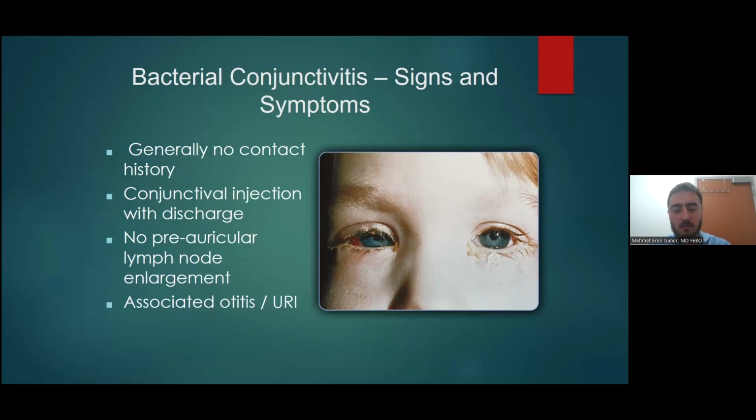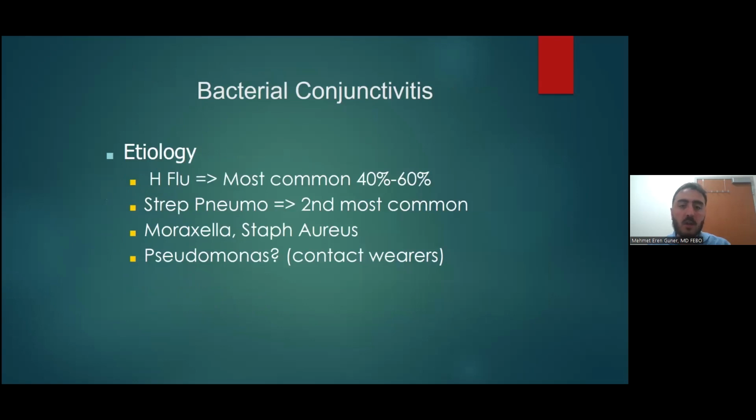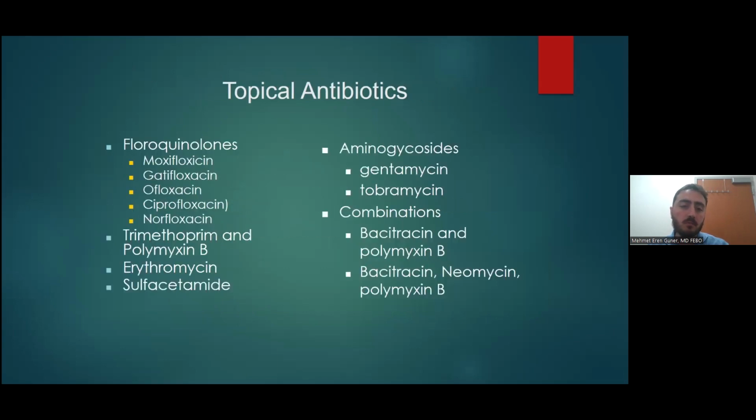You can still have some otitis, and most commonly they go together with otitis. You see a lot of patients who have an ear infection and some whitish yellowish discharge coming from the eyes. But the etiology, Haemophilus influenzae is the most common one. That wouldn't be a surprise to you, followed by pneumococcus.